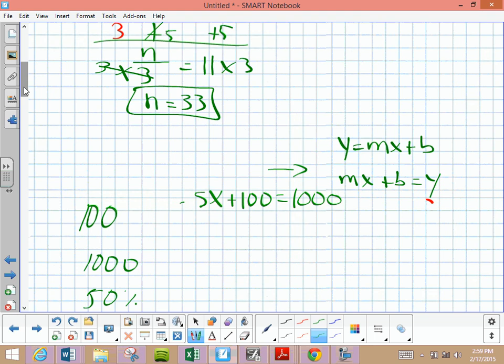Let's let Dana shine. Go ahead, Dana. Yeah, that's how much she made. And why is 100 B? Yes, that's exactly what I want you to think. She's still going to make $100 for the base salary no matter how much she sells, right? It doesn't matter. That means X can change.